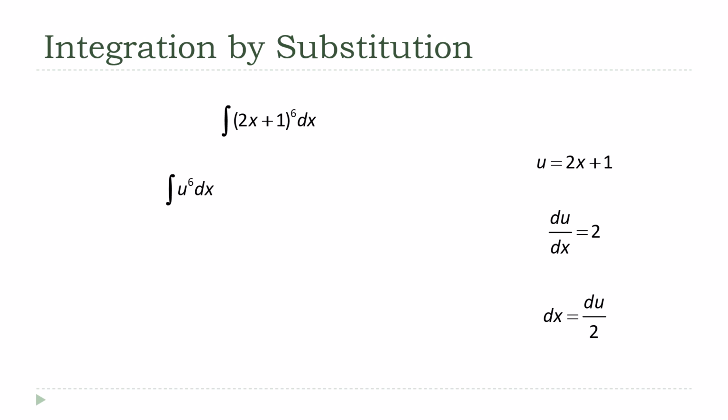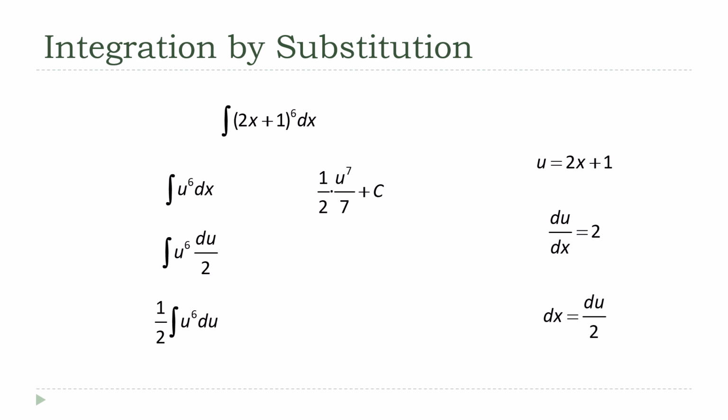Now I'm going to substitute that into my integral, and it becomes the integral of u to the 6th times du over 2. And this I know what to do with. First I'm going to take that 1/2 and bring it out in front. So this is 1/2 the integral of u to the 6th du. And that integral I can do with my power rule for integrals. That becomes u to the 7th over 7, plus a constant, and I still have that 1/2 out in front.